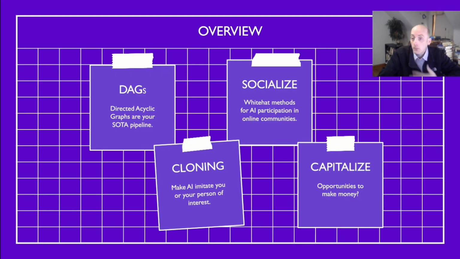And if it's a third party who's not yourself, then you need to be very careful to make sure you have their consent, and to make sure that the general public is aware that this is an AI clone and not a real human being. Finally, we'll talk about how to capitalize. There's a few different ways you can do it, and we'll talk about those.